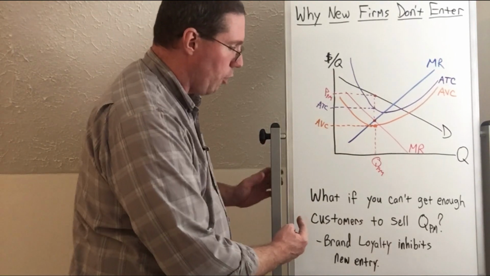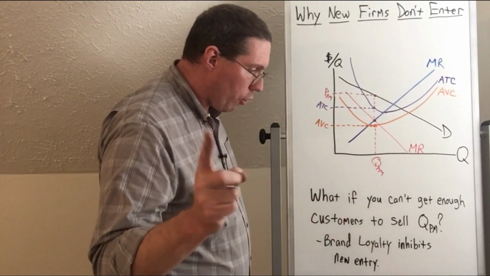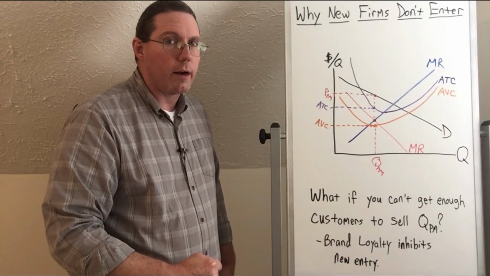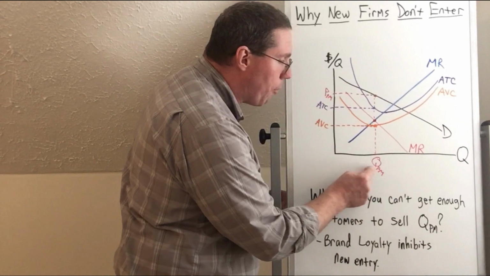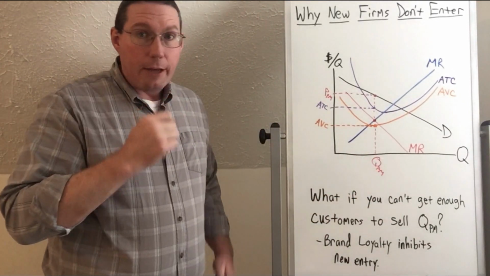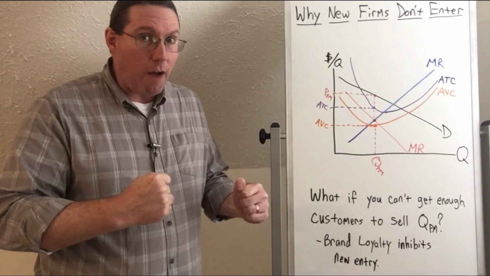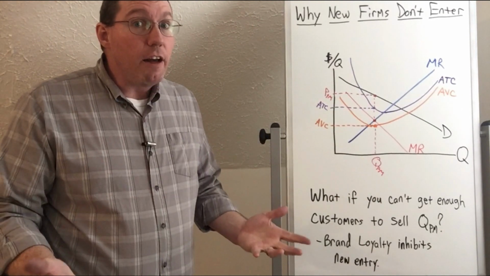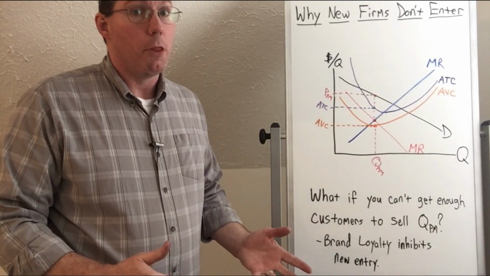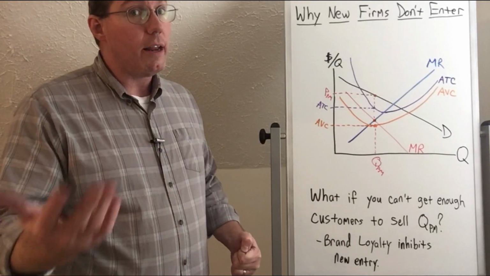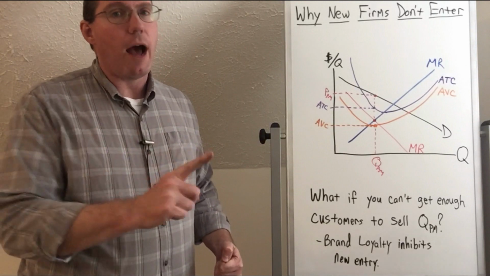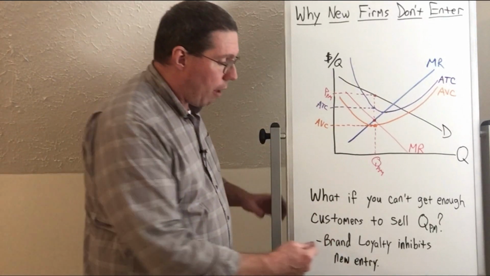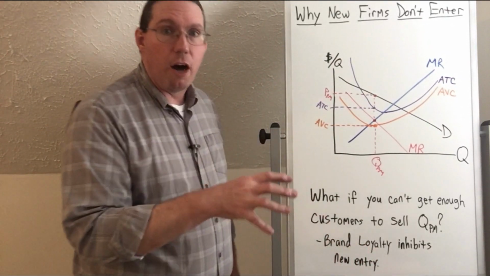Read this question. What if the company, your company, what if you can't get enough customers to sell the profit maximizing quantity? Now you know that this is your profit maximizing quantity, and you're all ready to produce and sell that profit maximizing quantity. You're all ready to make a profit. But what if not enough customers want to buy from you? You're ready to produce it, you've got the quantity supplied, but what if they're not ready to be the quantity demanded?